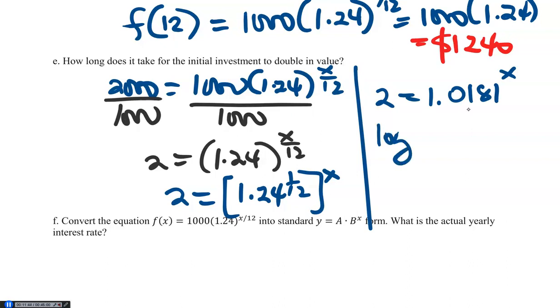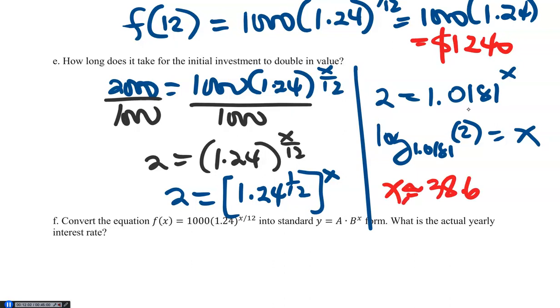So the base is going to be 1.0181. Log of 2 with base of 1.0181 is equal to x. And use your calculator here. So x is approximately equal to 38.67 years.